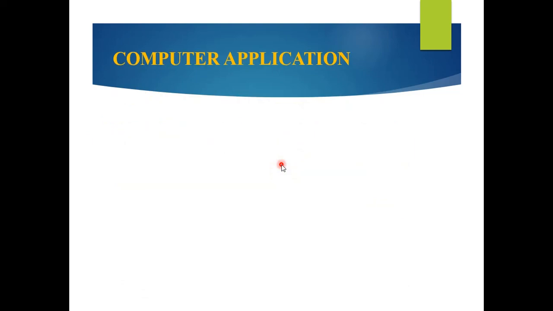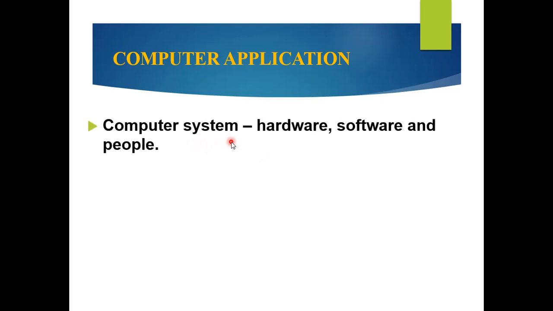Now let's move to the next topic, that is computer application. A computer system consists of hardware, software and people. Without even one of these, a computer cannot fulfill any task. So computer needs hardware, software and even people, and each of these has equal importance.